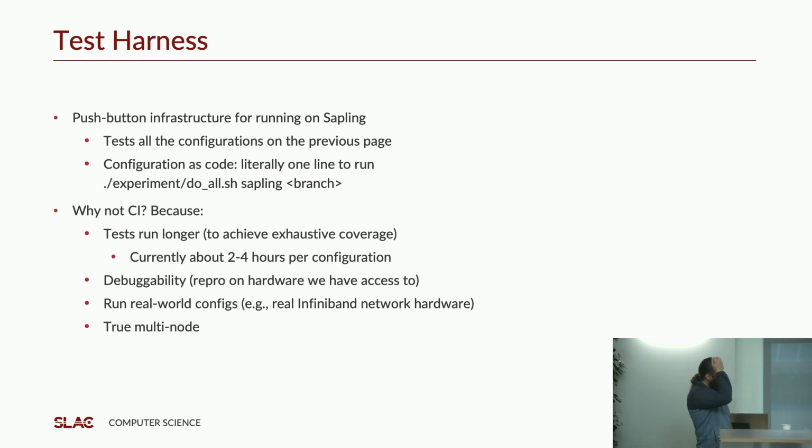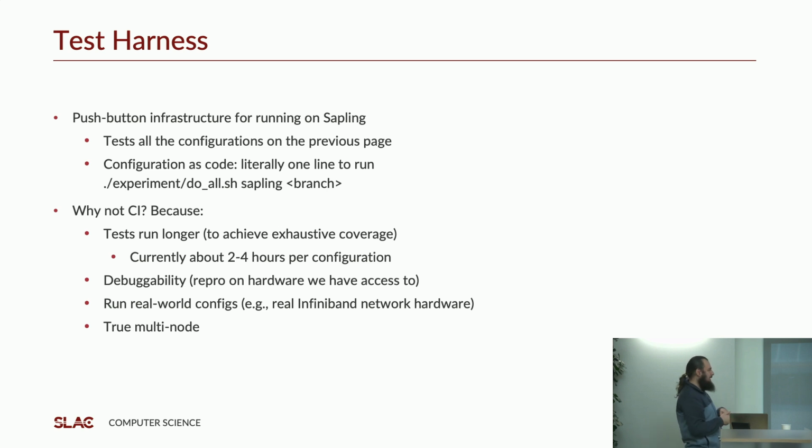So this is not actually hooked up into CI. Part of that is just because some of these tests run for quite a long time. So we run somewhere 2 to 4 hours per configuration, and that's taking up a whole node, okay? That's not like 3 cores or whatever the CI uses. That's like taking up a full 20 cores of the node and really hammering on it, right? These tests really overwhelm the machine for that duration.